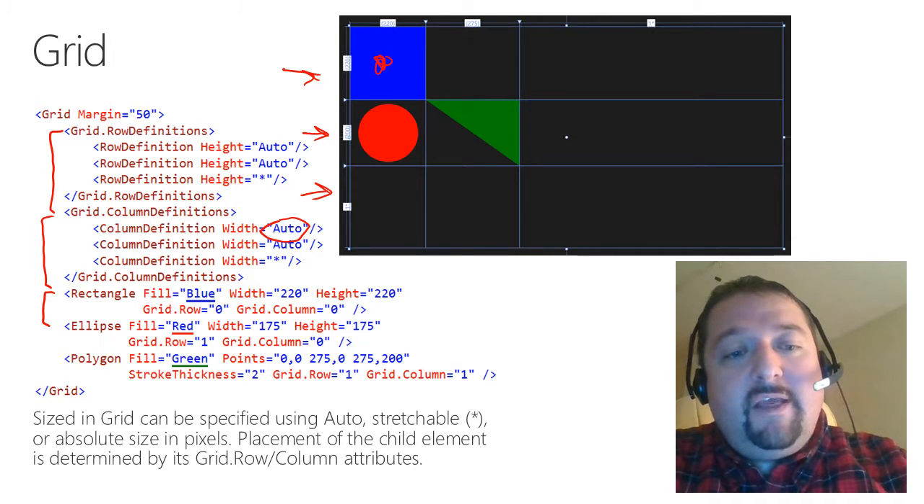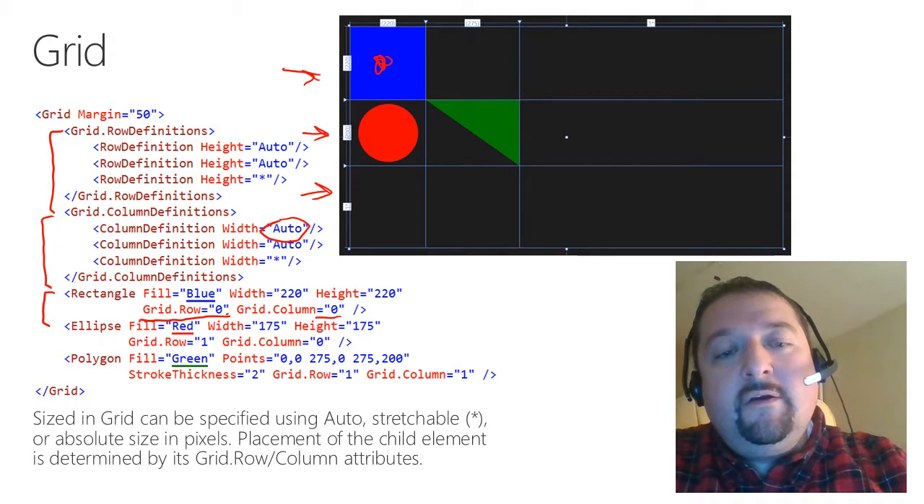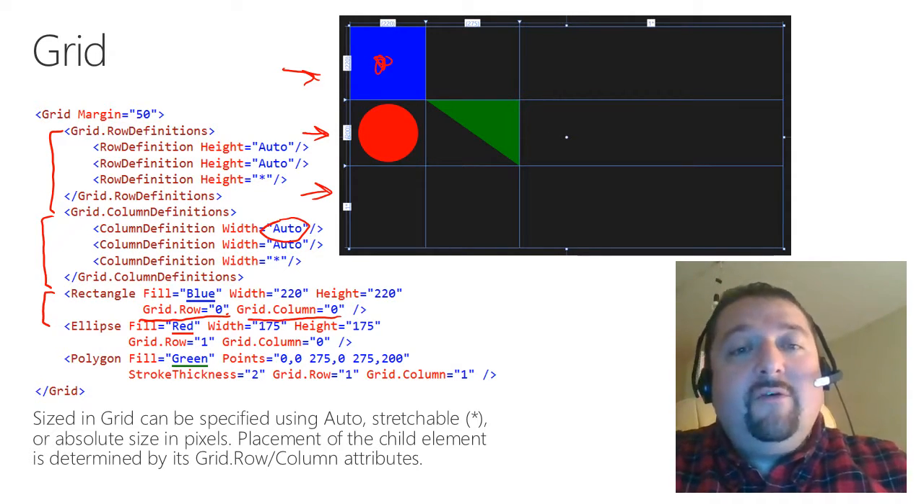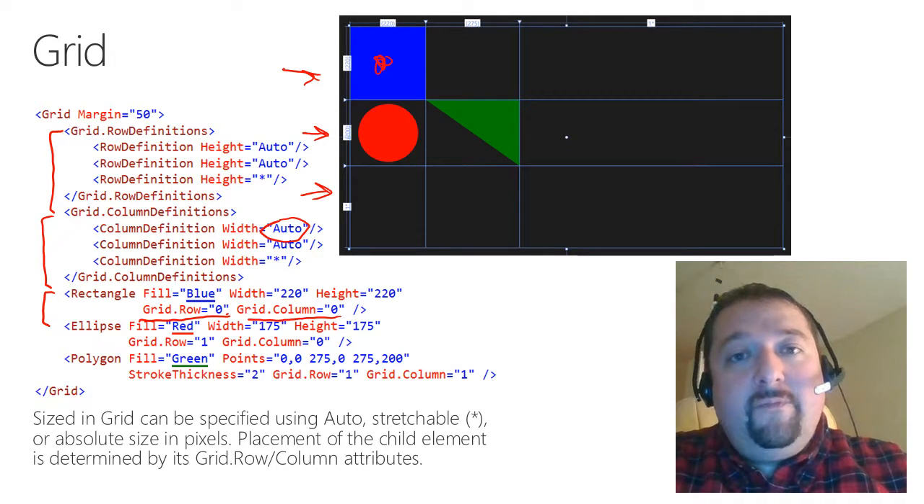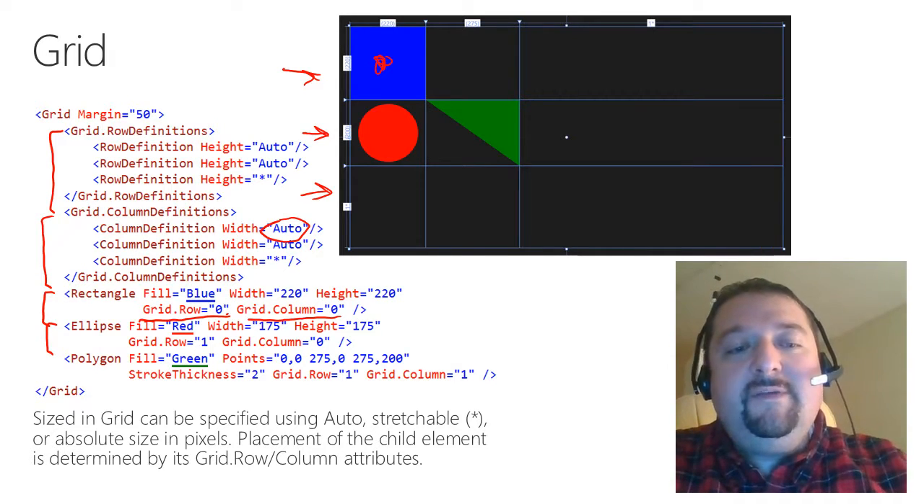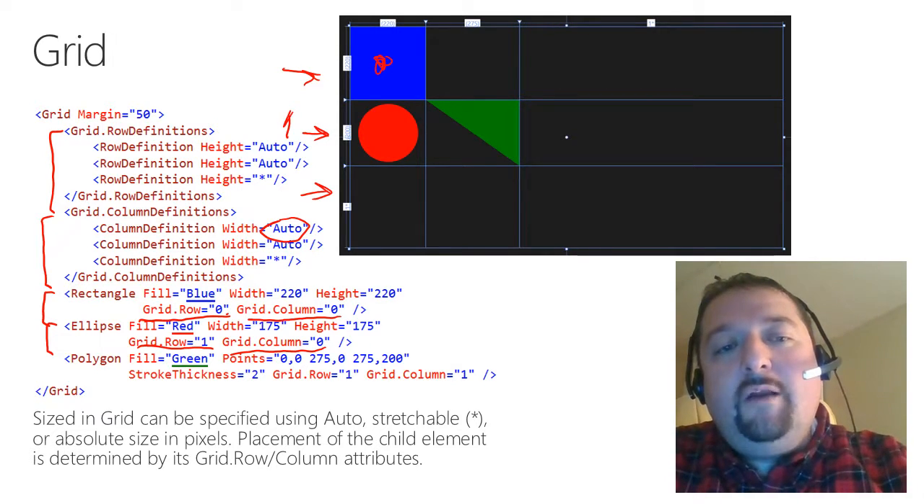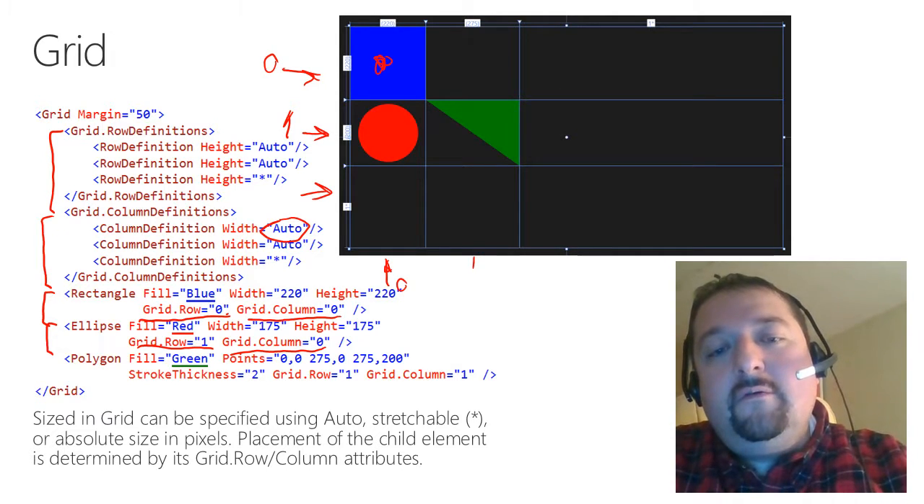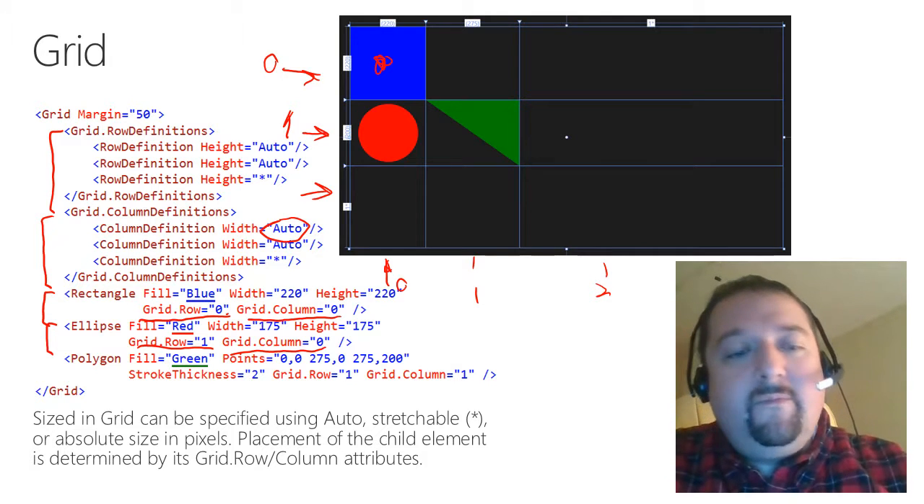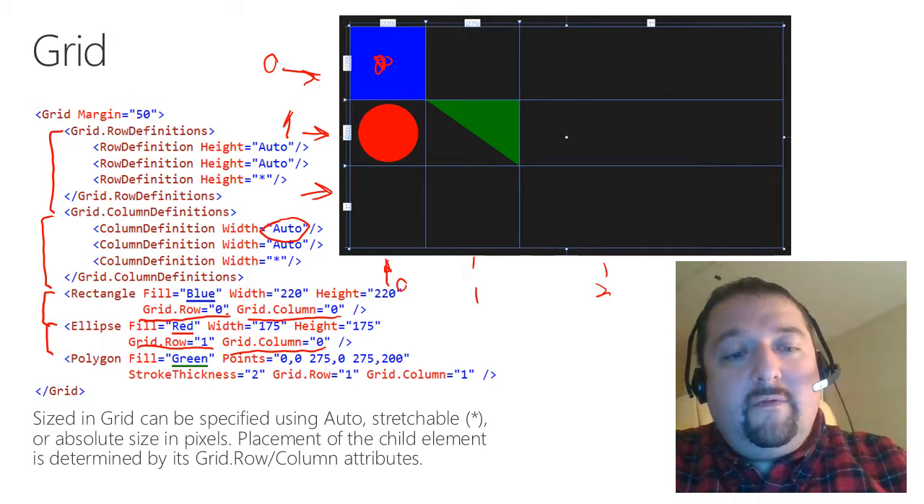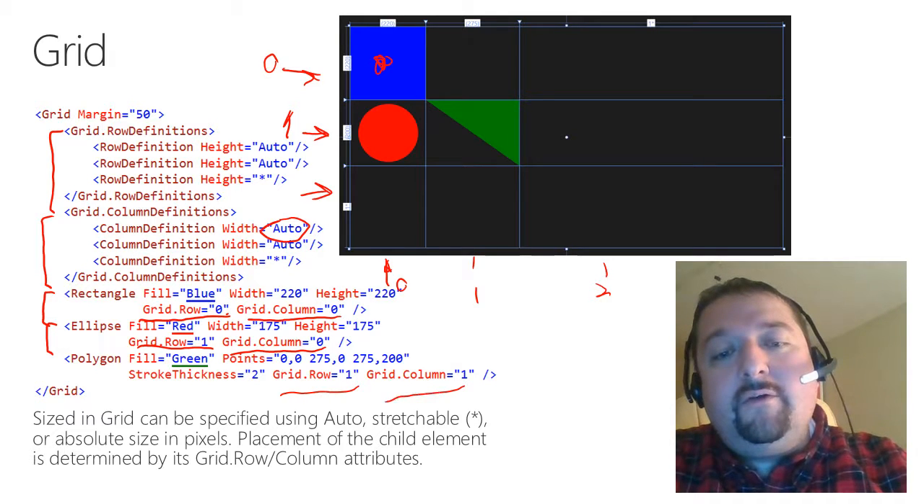To do it, inside the rectangle element, I would specify grid.row equals 0, grid.column equals 0. That's the number of row and column, specified from the top left corner and starting from 0. For example, the circle, which in this case is an ellipse, has grid row of 1 and grid column of 0. And the same for the triangle. It goes into grid row 1, grid column 1.